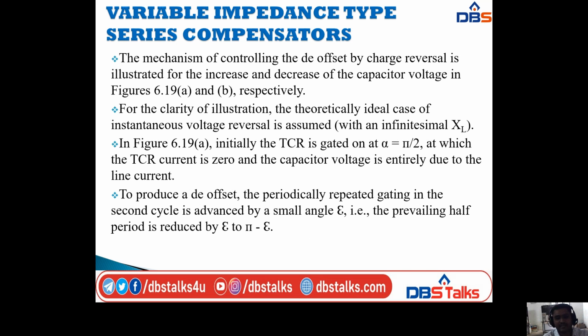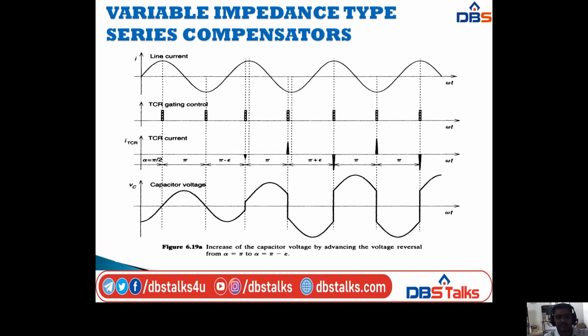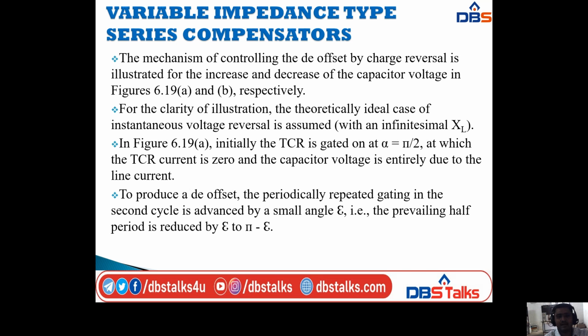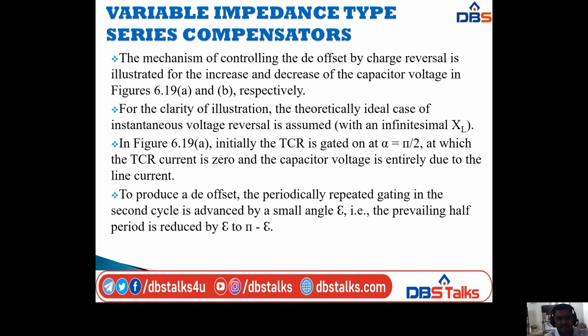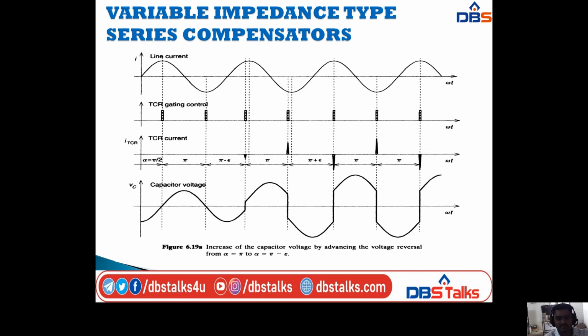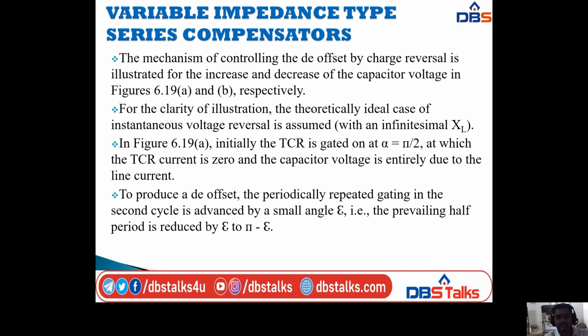In figure 6.19a, initially the TCR is gated on at alpha equal to pi by 2, at which the TCR current is 0. If you observe the third diagram, the TCR current is 0, therefore we don't have any waveform up to pi, and the capacitor voltage is entirely due to the line current.